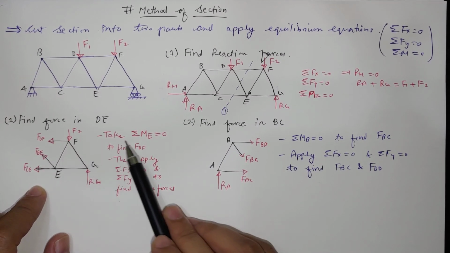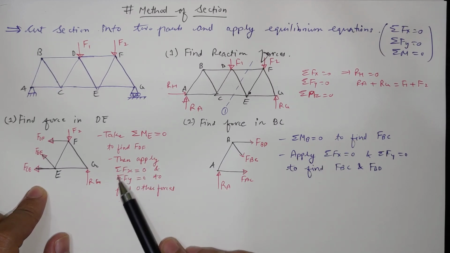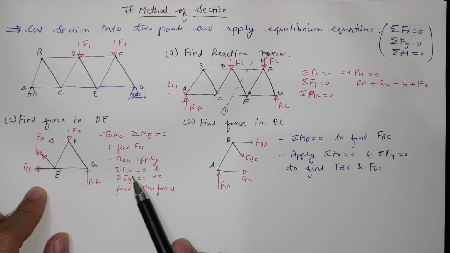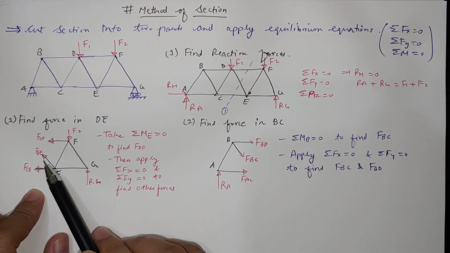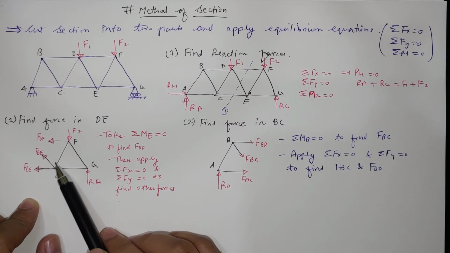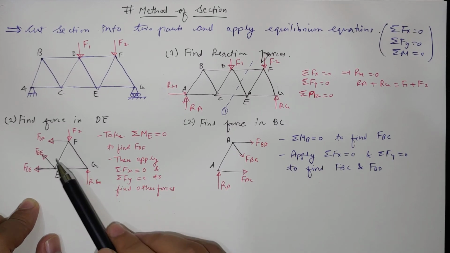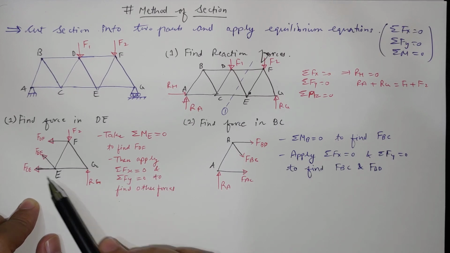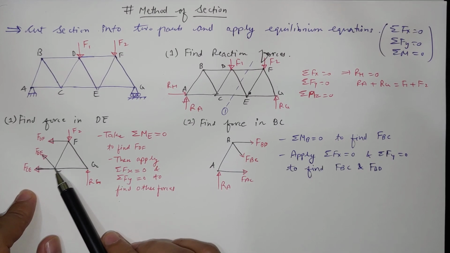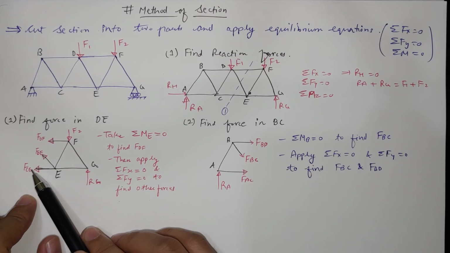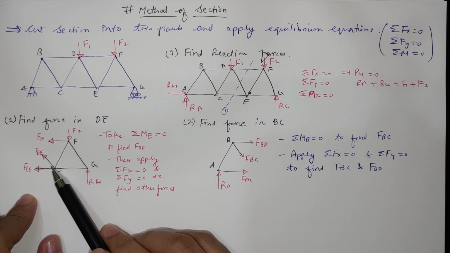Once we find FDE, we apply the equilibrium equations, the sum of Fx and the sum of Fy equal to 0, and we can find these two forces also. If we take the vertical component of this force and do summation of Fy equal to 0, then we can find the force, and after that we can do summation of Fx equal to 0 and find CE. The angles and lengths of the bars will be given in the question, so from basic geometry we can find all three forces. This is how we can find the force in the DE member. Similarly, these two forces can also be found.